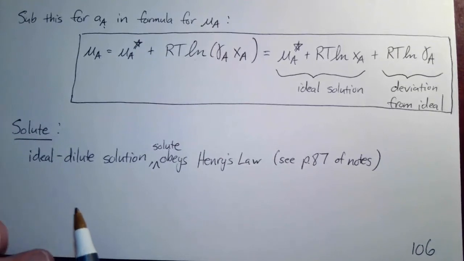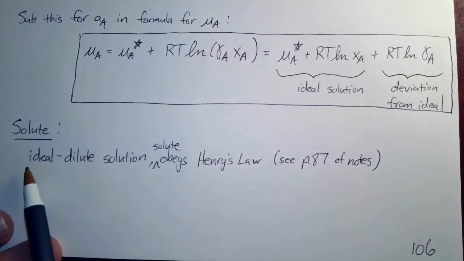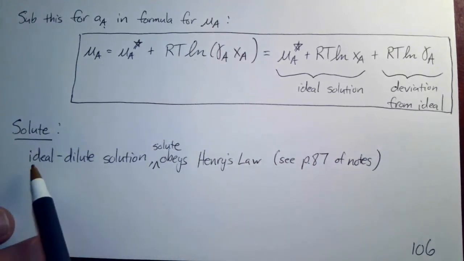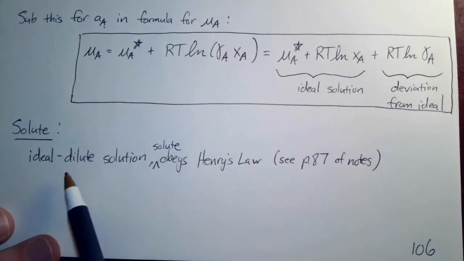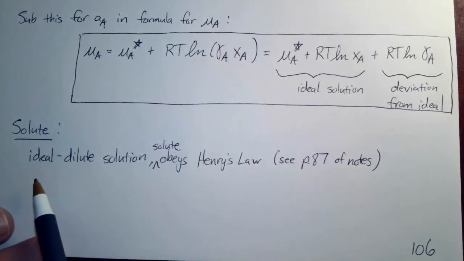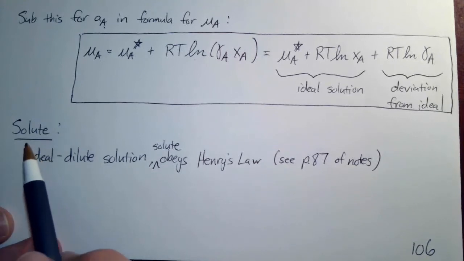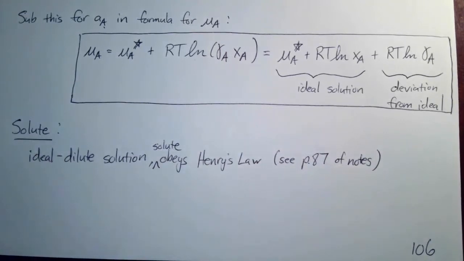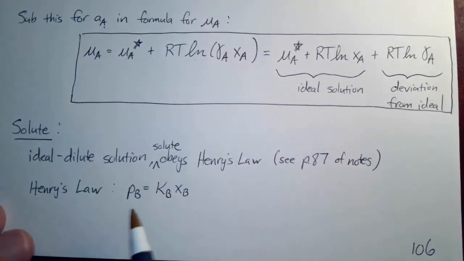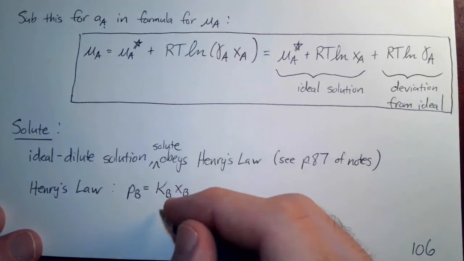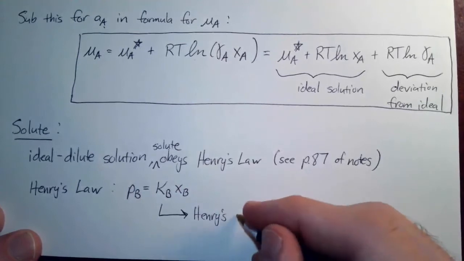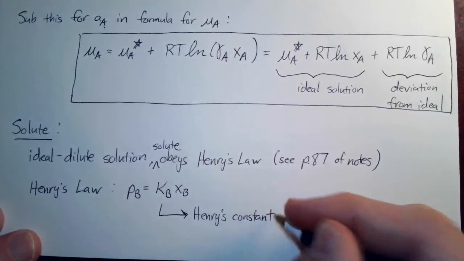Okay, we were just talking about the solvent, and recall that we also discussed in section 5A, which is on page 87 of my notes, that if the solution is ideal and dilute, then the solvent obeys Raoult's law, which is what we were just working with, whereas the solute obeys Henry's law. So now that we're talking about the solute, we're going to use Henry's law. Henry's law says that the partial pressure of the solute is proportional to the mole fraction of the solute, and this constant of proportionality is called Henry's constant. And Henry found this formula experimentally.